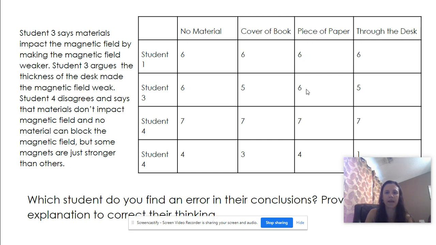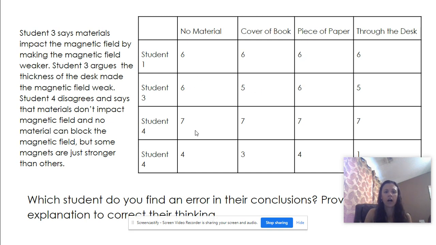And then he's got a piece of paper, he could still attract 6. Through the desk, he could only attract 5. And remember, a desk is made of wood. So in student 3's investigation, it would appear that when he's using no material or very thin material, he can attract 6 paper clips with the magnet. But when he's using thicker materials like the cover of a book or the desk, he could only attract 5 paper clips. So with a thicker material, he could attract less.